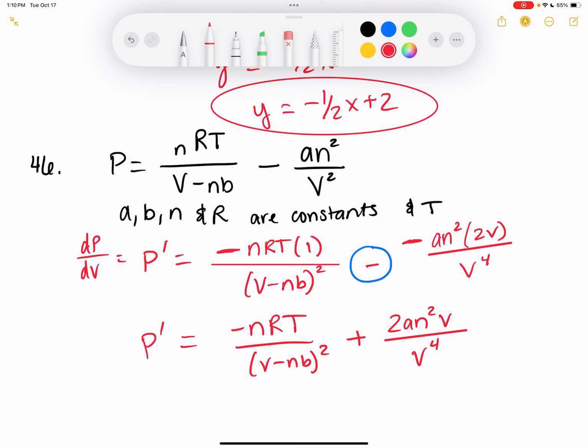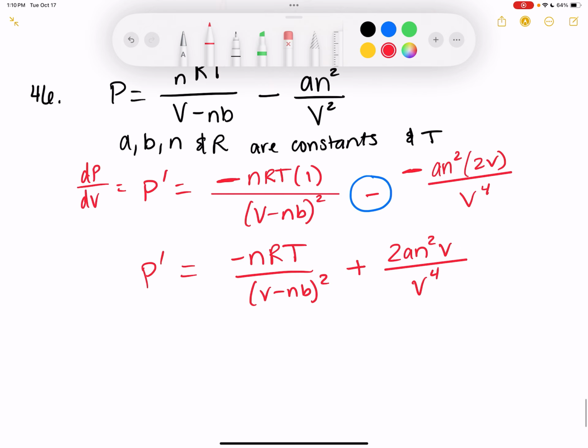Or is there anything else I could do? Because I always want things as simple as possible. Can you cancel out these on the one side? Yep. So finally, this is going to be negative nRT over (v minus nb) squared plus 2an squared over v cubed.